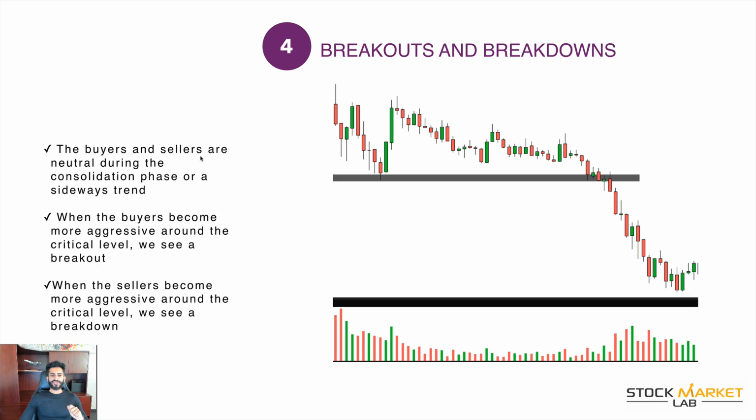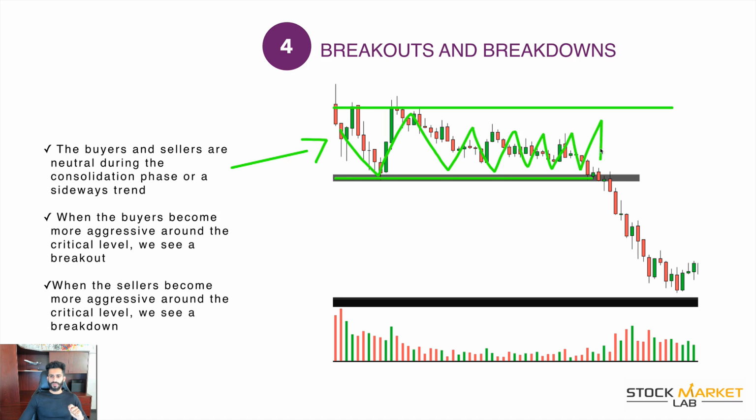This is where the buyers and sellers are neutral. Buyers and sellers are neutral during this phase, right? It starts off as a consolidation phase or a sideways phase. So in this phase, buyers and sellers are neutral. No one is in control. Then what tends to happen is the buyers or the sellers take control and there's a breakout or breakdown.